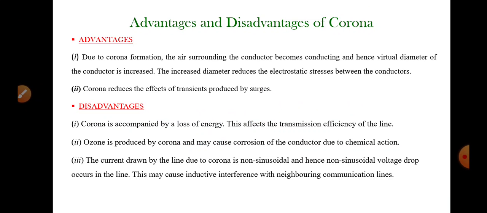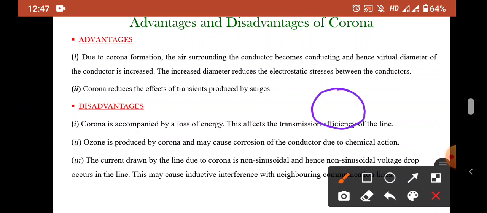Now let us see the advantages and disadvantages of corona. The advantages are: corona reduces the effects of transients produced by surges. And the second advantage is that due to corona formation the air surrounding the conductor becomes conducting and hence the virtual diameter of the conductor is increased. So consider this conductor. After corona formation the air surrounding this conductor will become conducting. Thus the virtual diameter of this conductor increases, thus the electrostatic stress between the conductors decreases.